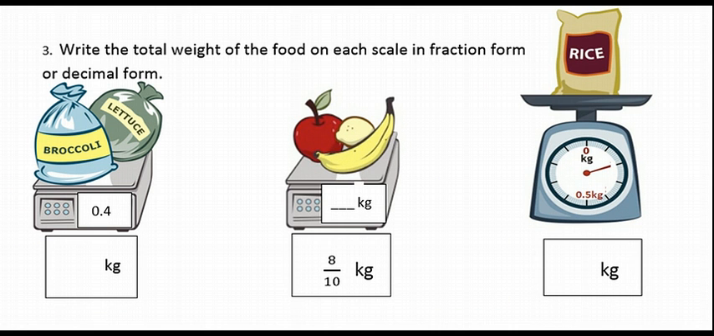In the next section, we'll continue to see how decimal forms and fraction forms are related. So on my first scale, I have some broccoli and lettuce. The scale is showing me that together they weigh 4/10 kilograms, and now I need to write that as a fraction. So 4/10 as a decimal means 4 out of 10/10. So 4/10 as a fraction would just be 4/10.